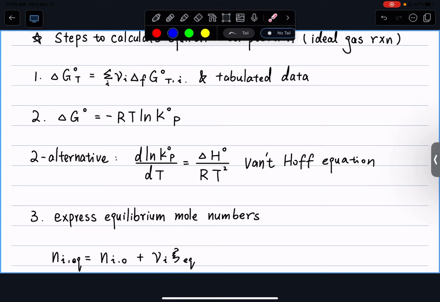Now, if we're talking about a reaction that is not taking place at your standard temperature or room temperature, you can use the van 't Hoff equation to solve for how your equilibrium constant changes with respect to temperature.